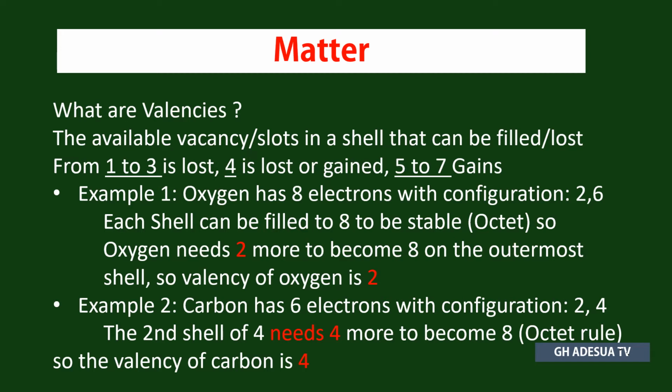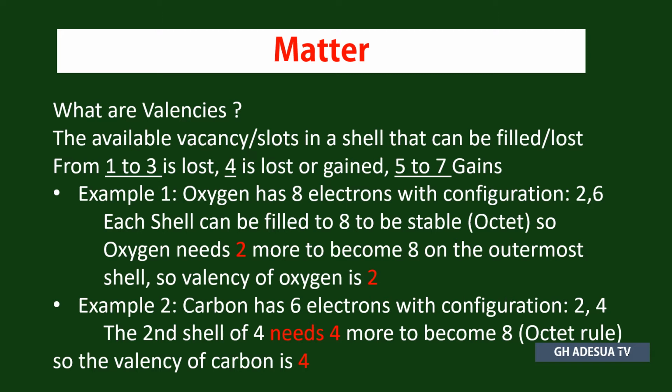When the outermost shell has 4 electrons, then it can either choose to lose or gain. So like I said, carbon has 6, 2, 4. Carbon can choose to gain 4 or lose the 4. But most often it will go into a partnership and share the 4 with another compound.